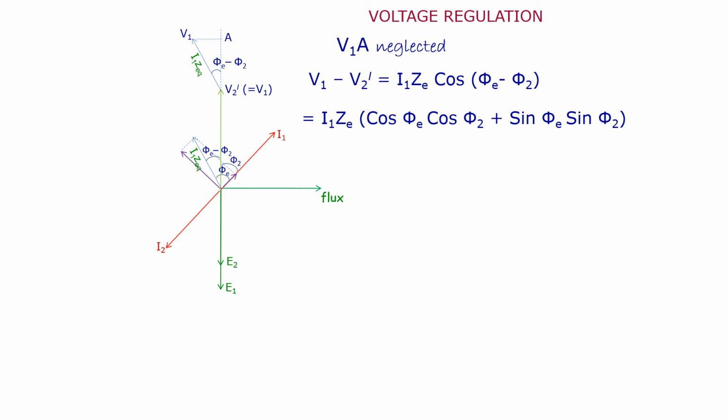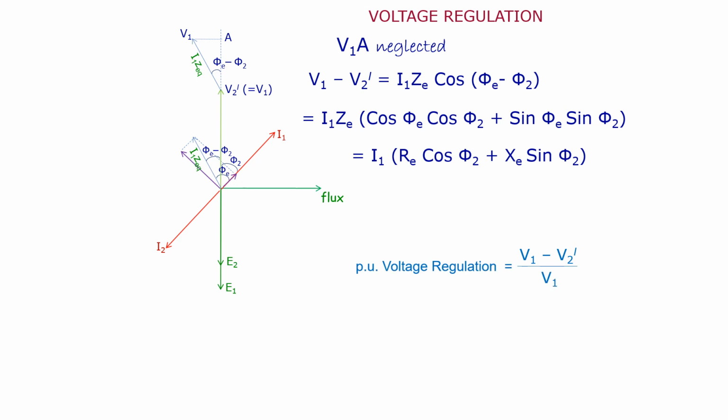Now writing ZE cos phi E as RE, you get I1 RE cos phi 2, and ZE sin phi E is written as XE. Per unit voltage regulation being V1 minus V2 dash by V1, we substitute from above for V1 minus V2 dash. The per unit voltage regulation becomes I1 into RE cos phi 2 plus XE sin phi 2, divided by V1.